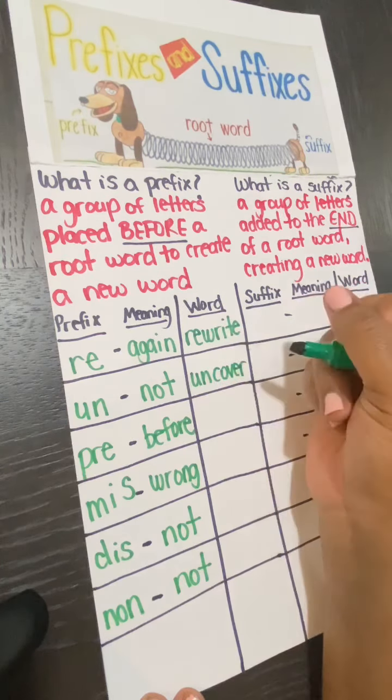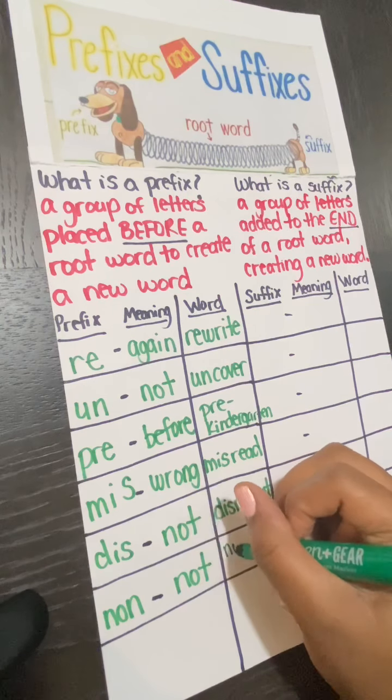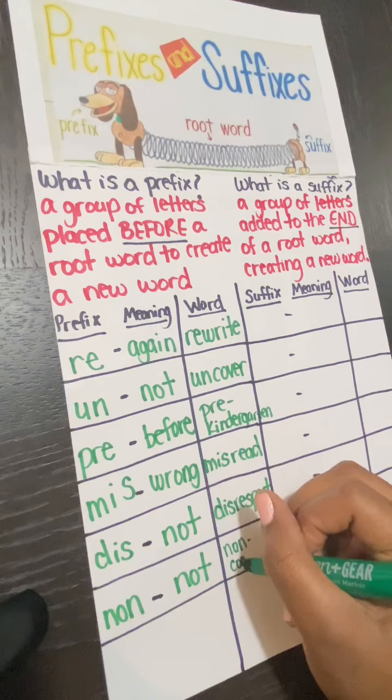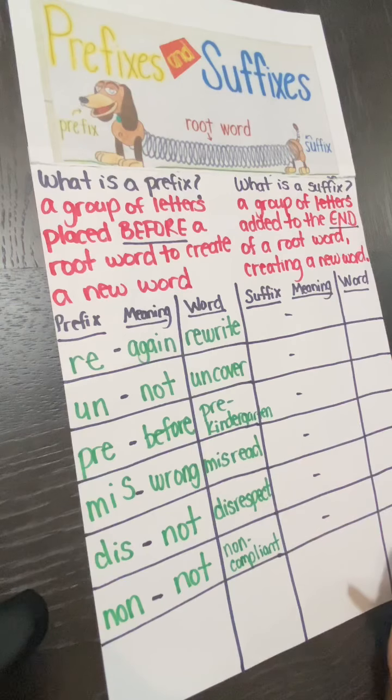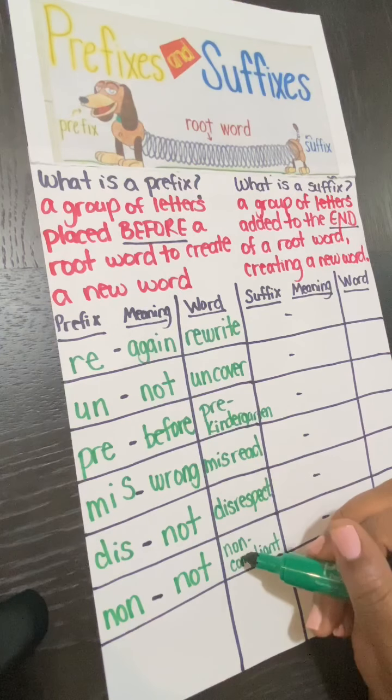Misread. Misread means that we read it wrong. Disrespect. What does disrespect mean? Disrespect means to not respect. Non means not. Let's do non-compliant. Non-compliant means to not comply.